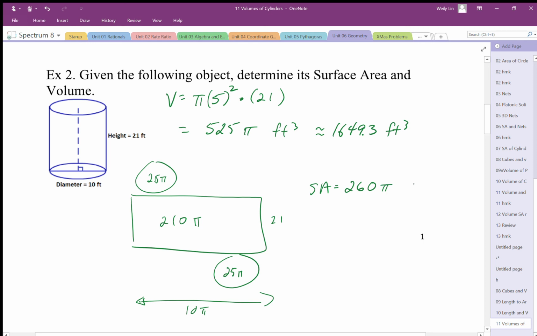That's going to be square feet. Okay, that's the decimal value. As a decimal value, that's going to work out to be about 816.81 square feet.